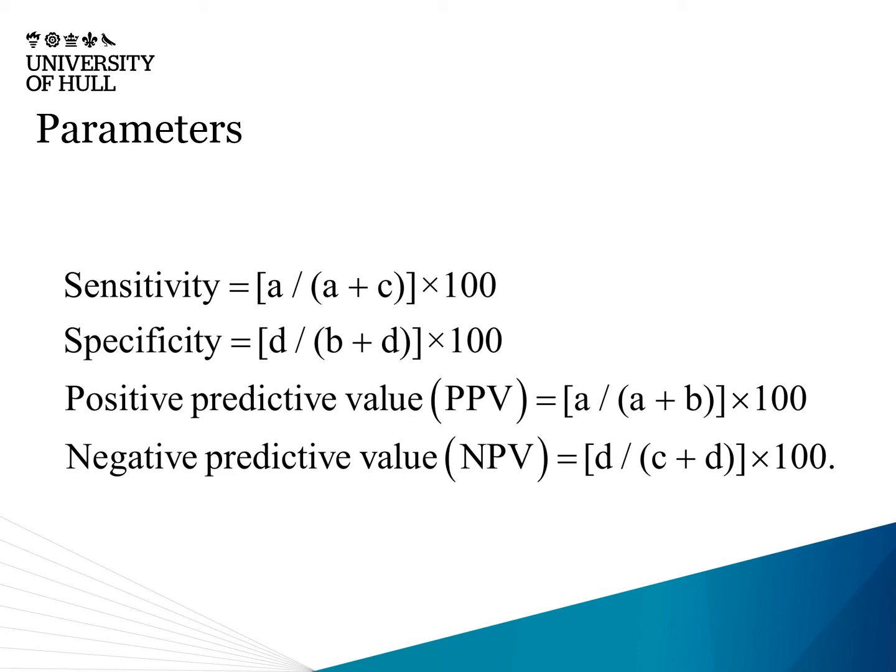So sensitivity is A over A plus C. In other words, that's the numbers that are in those boxes. Specificity is D over B plus D, which indicates the boxes where those numbers are, and likewise the positive and negative predictive values. The next diagram will make this a bit clearer, and then we'll go through some examples.